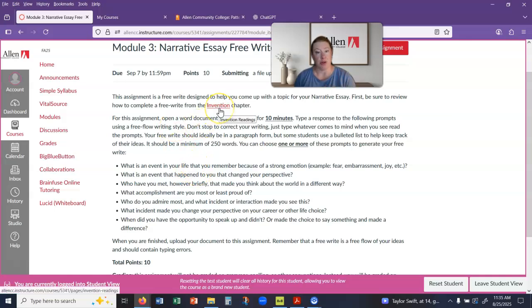In the invention chapter, which you already read, it describes how to do a free write. So the first thing you're going to do is write a free write. And these are different questions that you can think of. You don't have to answer all of them, but I usually tell students to pick a couple. And then if you end up just writing about one, that's totally fine.